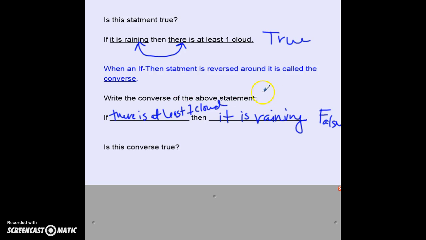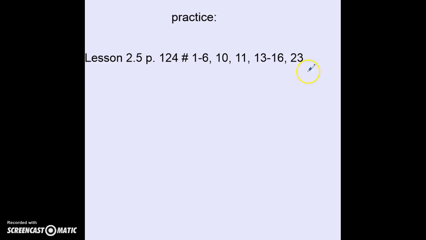And a converse could still be true or could be false. It doesn't necessarily have to do with this answer up here. Both statements could be true, both statements could be false. And that's it for the lesson. So this is our practice regarding vertical angles, linear pairs of angles, and then the converses of statements.